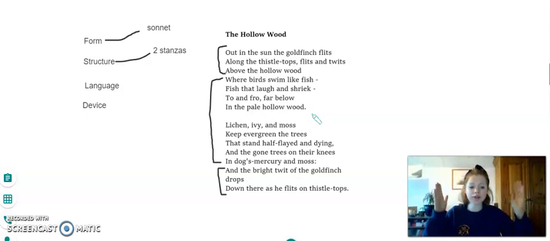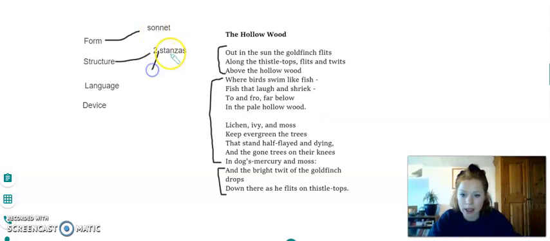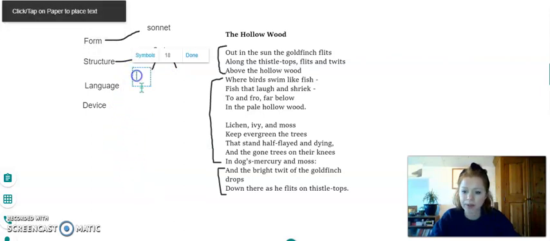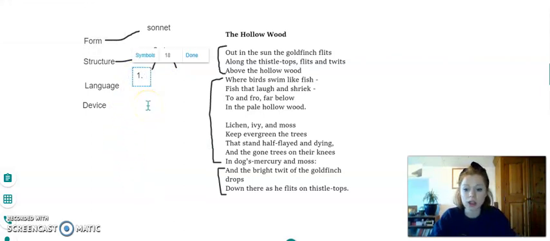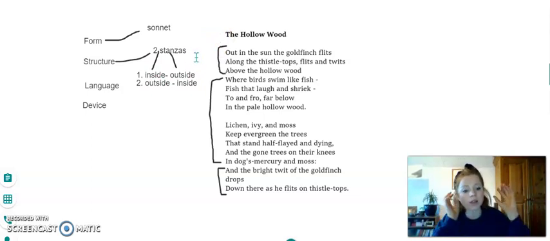So there is a sort of almost, we go from outside to inside, and then in the second stanza, inside to outside. So that's 2 points that we have there about the structure. So the first, outside to inside, and the second, inside to outside. So we're already getting an idea of how the poet is shaping the ideas in the poem.